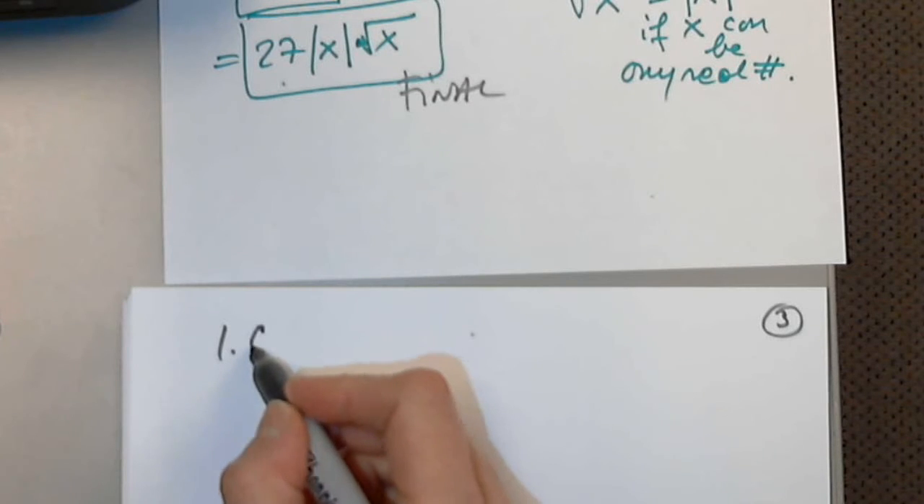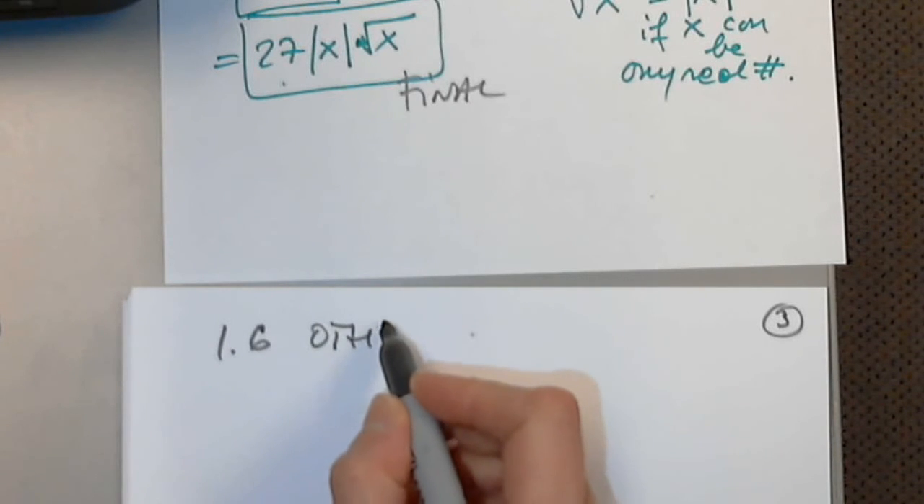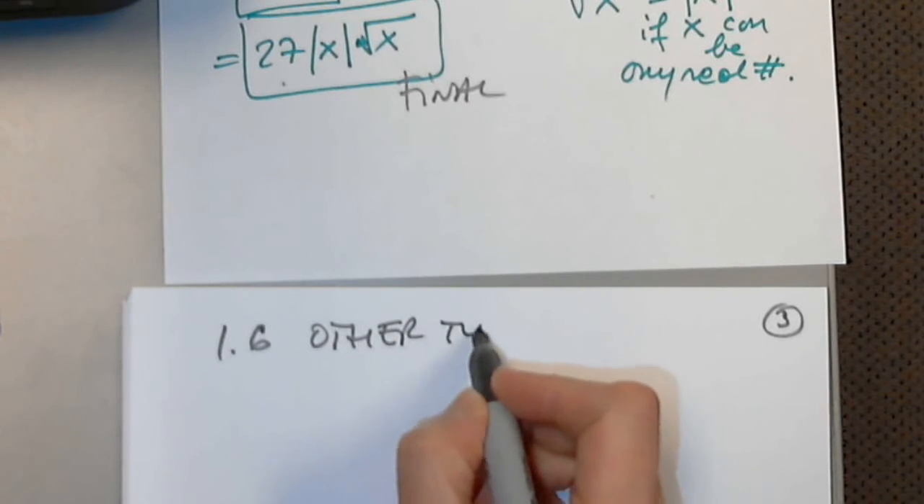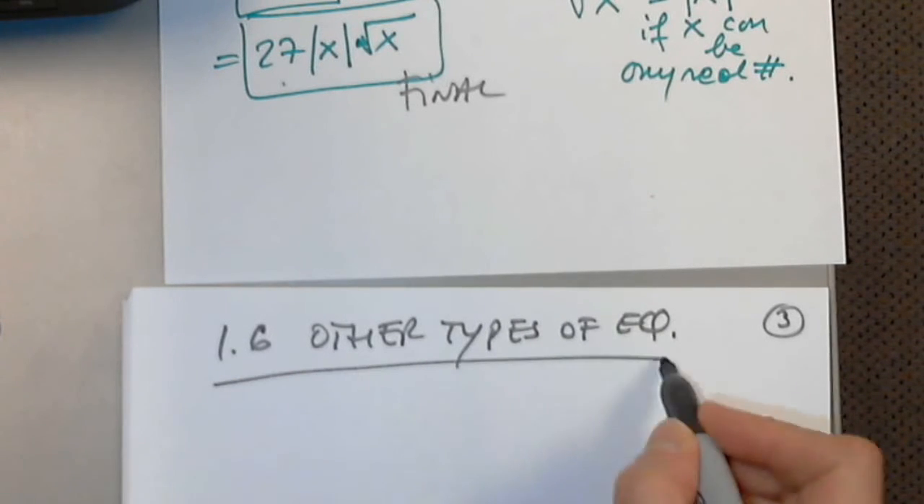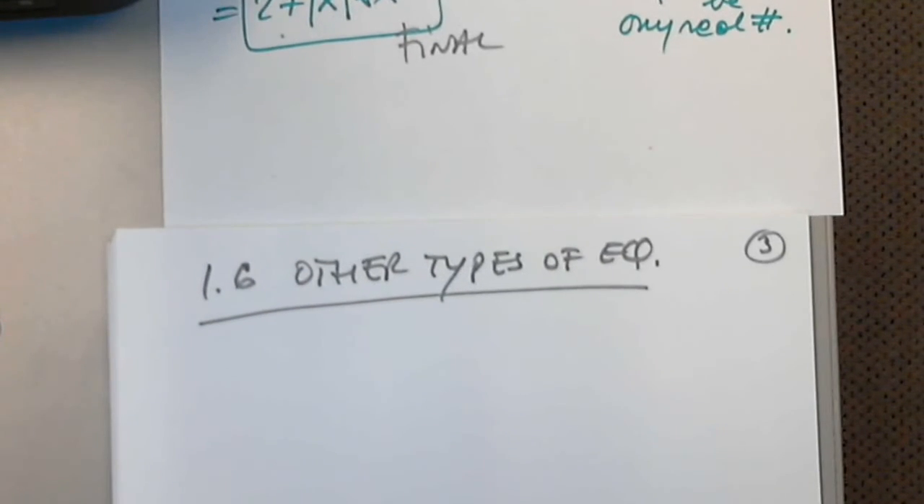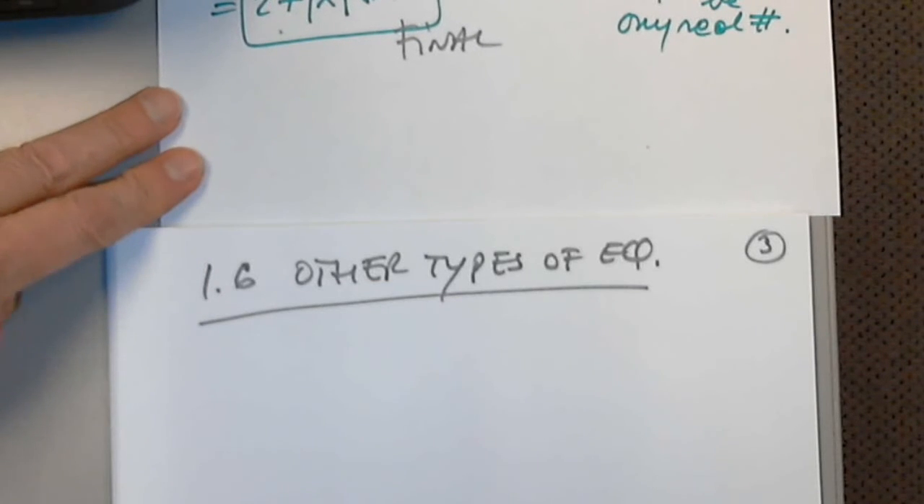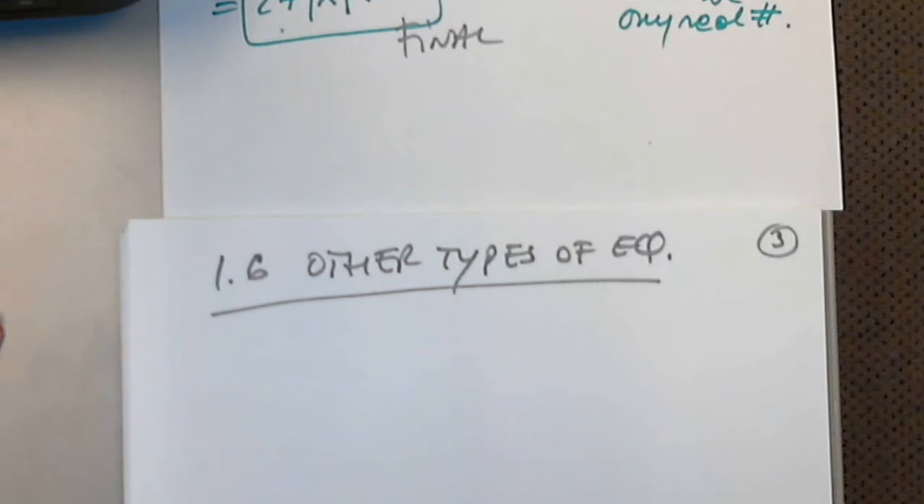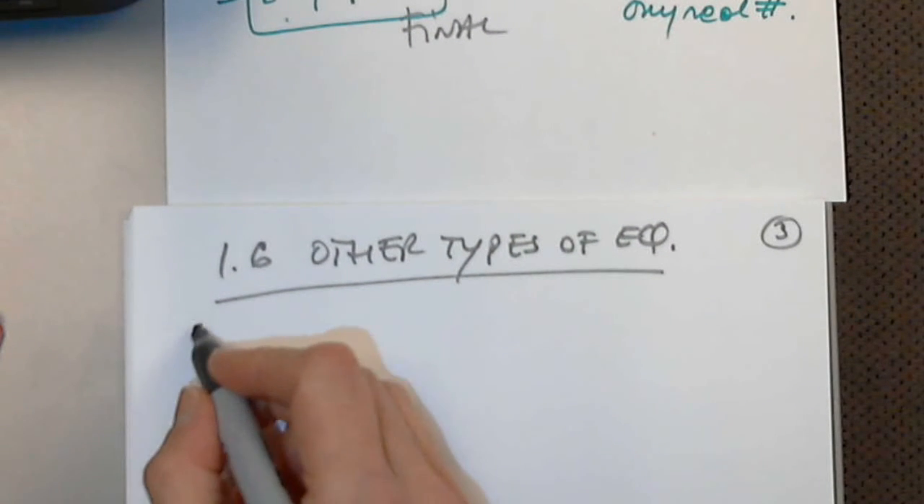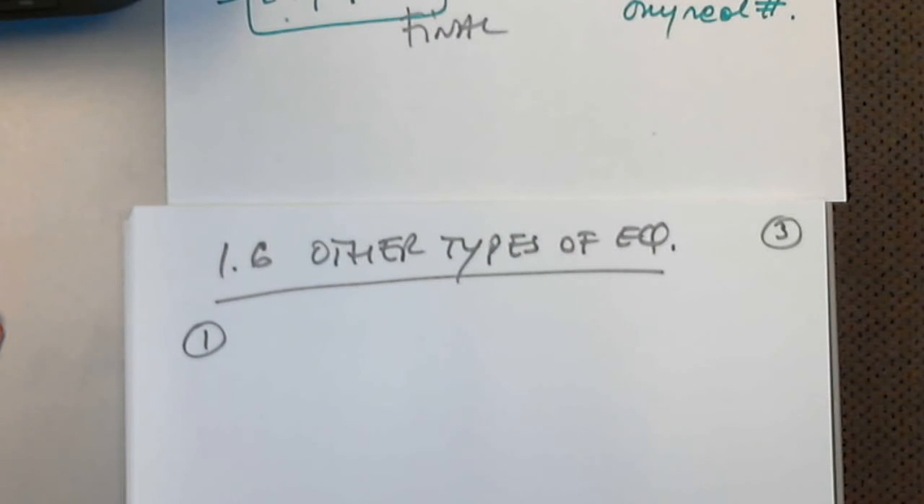So 1.6, other types of equations. Do you have anything else for me? Anything else? Once, twice, done. Okay, so number one type of equation is polynomial.